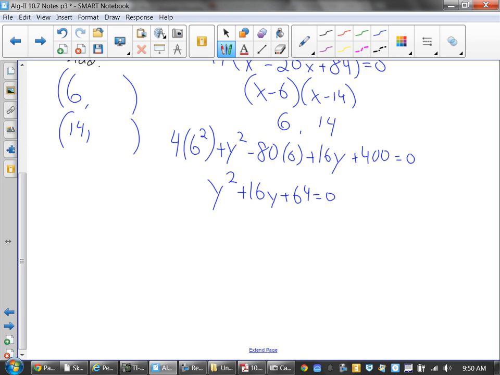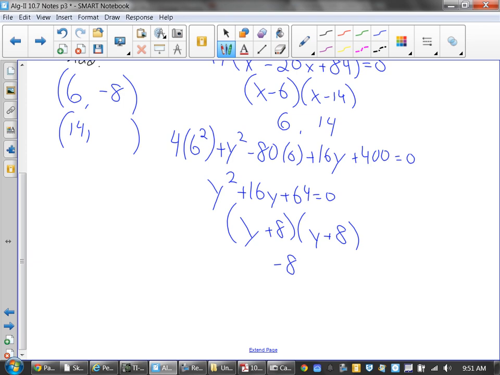Now it's easy. What times what of 64 do you add together to get 16? 8 and 8. So how many zeros are there for this problem? There's only one y value then. It's y plus 8, y plus 8, which means the zero is at negative 8. Is everybody okay with that? So at 6, it's negative 8.